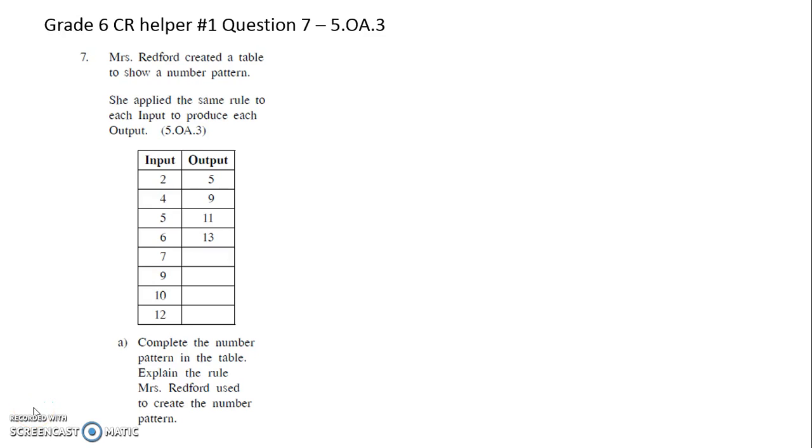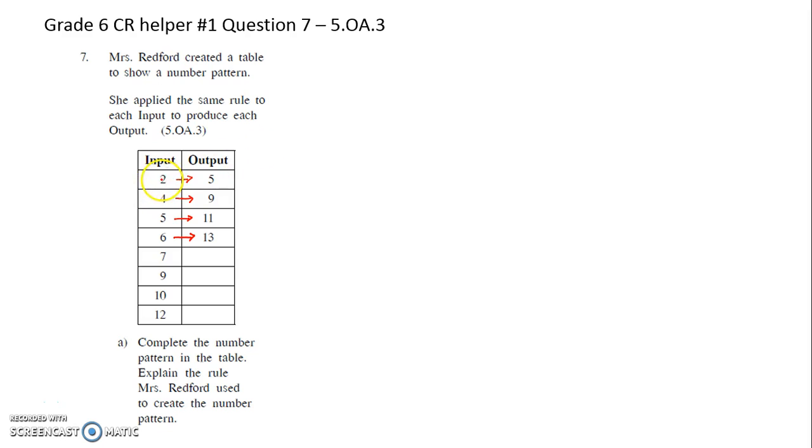All right, this problem is to help you with number 7 on this week's CR. It says Mrs. Redford created a table to show a number pattern. She applied the same rule to each input to produce each output. So when she put a 2 in, she got a 5. 4, she got a 9. 5, she got an 11. 6, she got a 13. You have to figure out the output for 7, 9, 10, and 12. Complete the number pattern table. Then explain the rule she used to create the pattern.